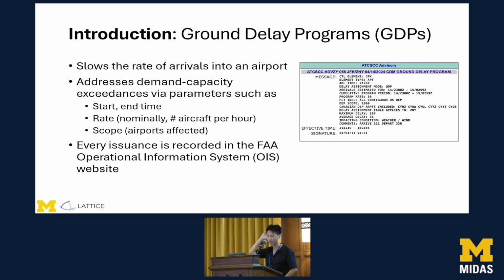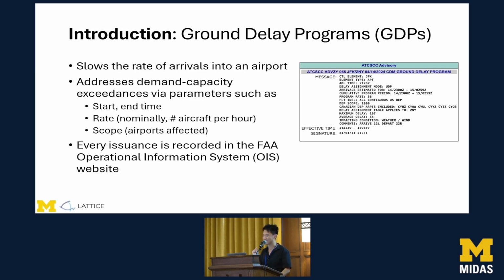There are a couple of main parameters which make GDPs very appealing from a data science and mathematical perspective. All of these delay programs have a start and end time. They also have an arrival rate. So during the period of this program, I can land 25 aircraft per hour or whatever it is. Very numerical, very easily put into a database and very easy to analyze.